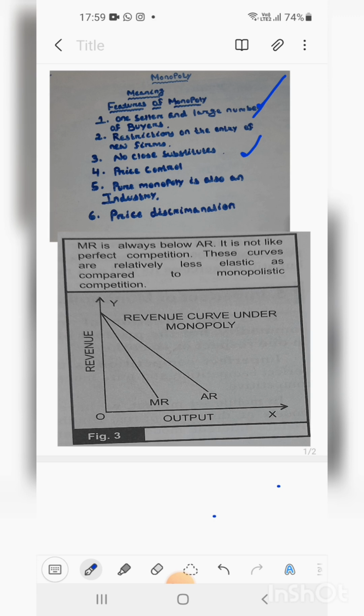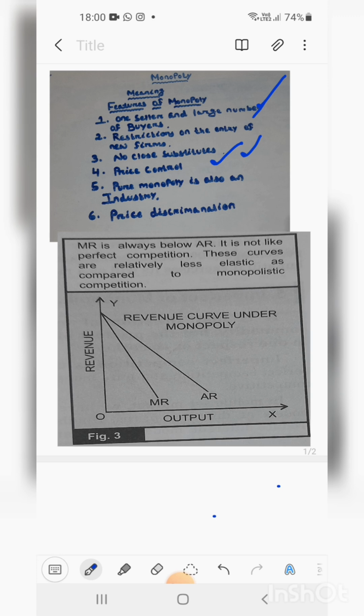Fourth, price control. Here a single producer controls the product and the market. He fixes the price of the product at his own will. A monopolist is a price maker and not a price taker.